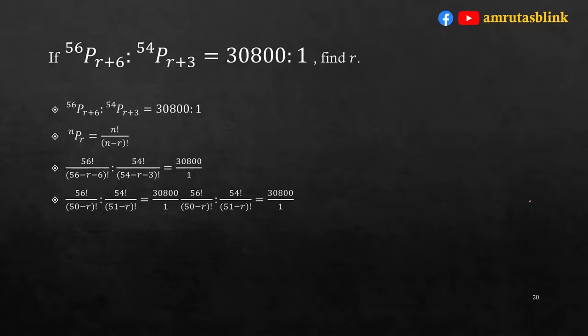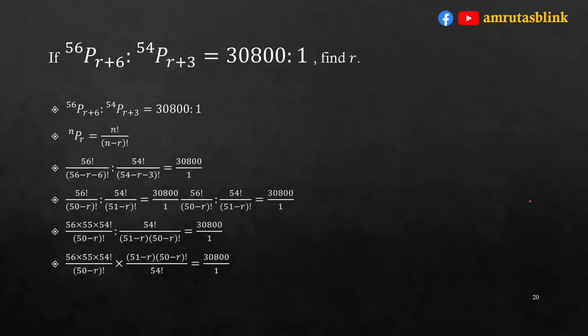Now this 56 factorial we will split up to 54 factorial, that is 56 into 55 into 54 factorial upon 50 minus r factorial as to 54 factorial as it is. Now this 51 minus r factorial also we will reduce by 1. So 51 minus r into 50 minus r factorial. Now this is a ratio, so we'll do cross multiplication.